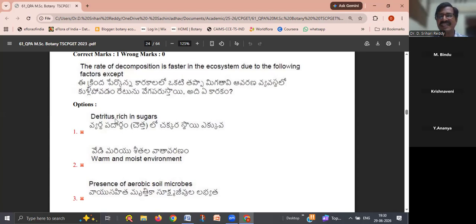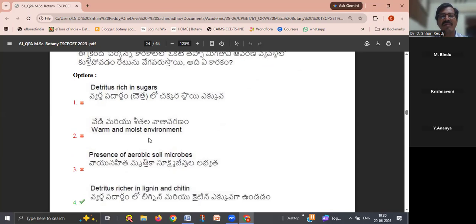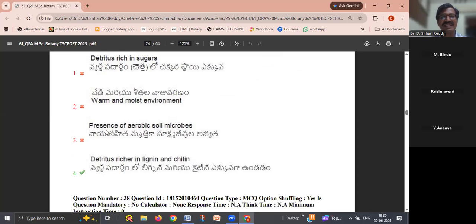Detritus means decomposing organic matter. If it is rich in sugars, the decomposition is very fast. And next, a warm and moist environment. If the environment is moist and warm, the decomposition is also very fast. And next, the presence of aerobic soil microbes. If aerobic soil microbes are present, decomposition is very fast.